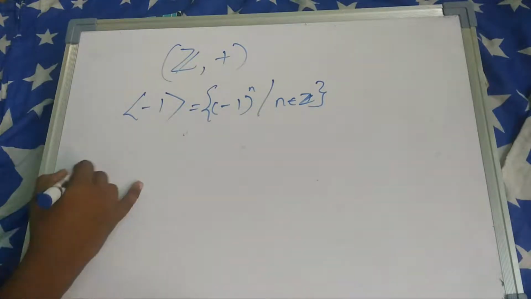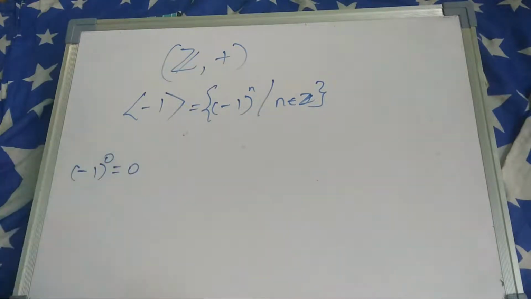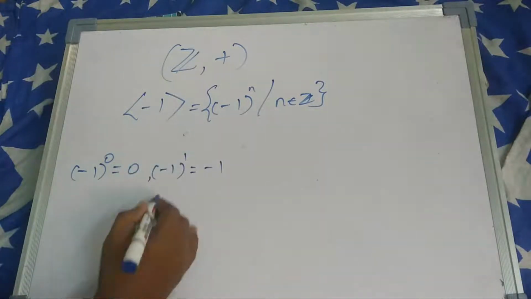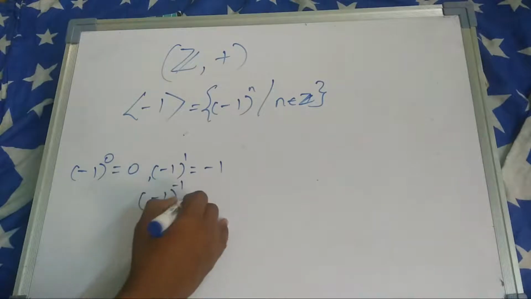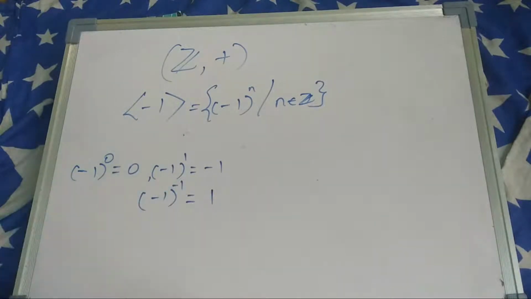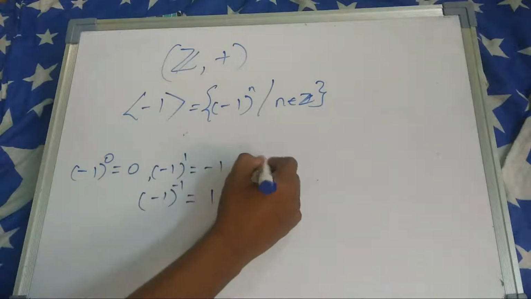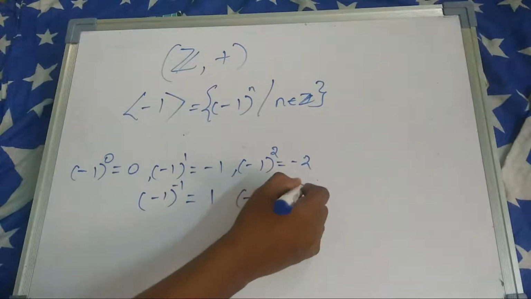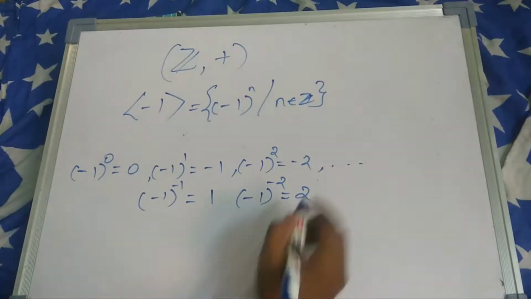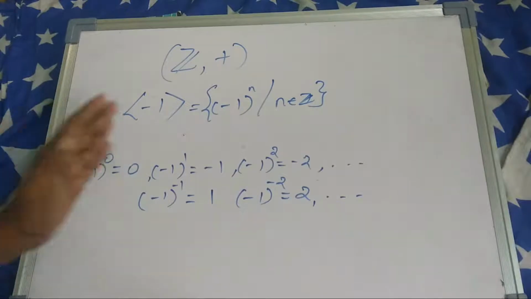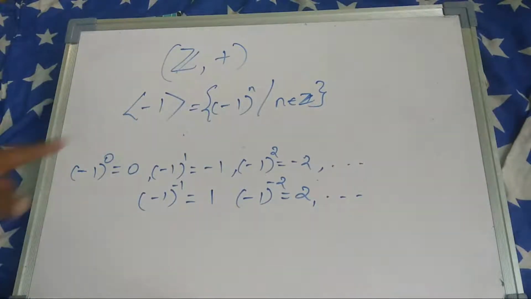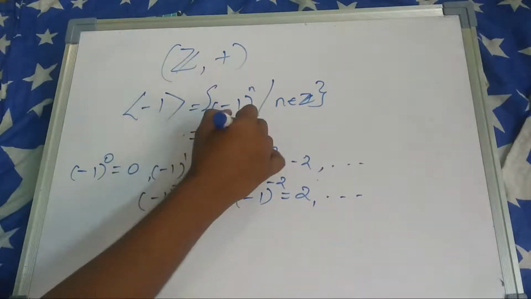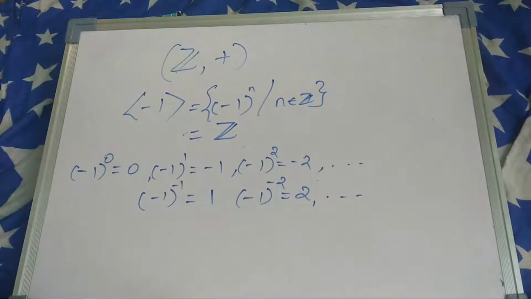Now (-1)^0 is 0. (-1)^1 is -1. (-1)^-1 is the inverse of -1, which is nothing but 1. And (-1)^2 is -2. (-1)^-2 is 2. It goes on. You can check that it covers the set of all integers. So the subgroup generated by -1 turns out to be nothing but the entire set Z.